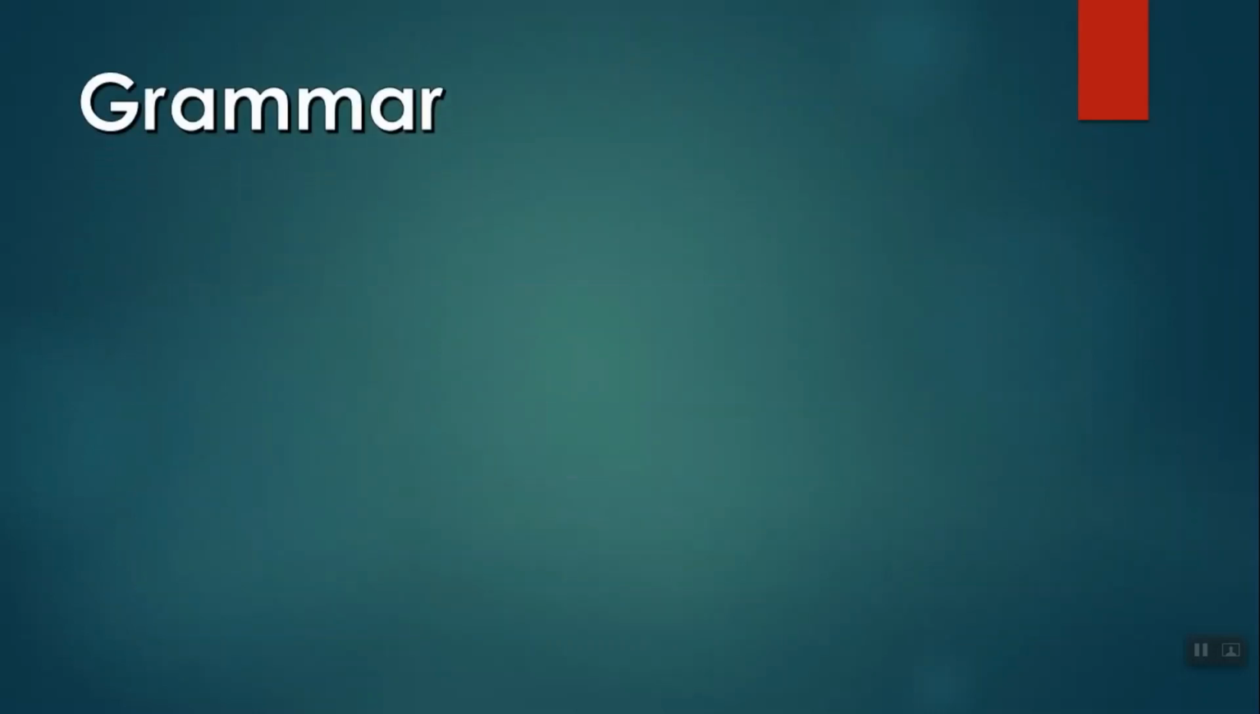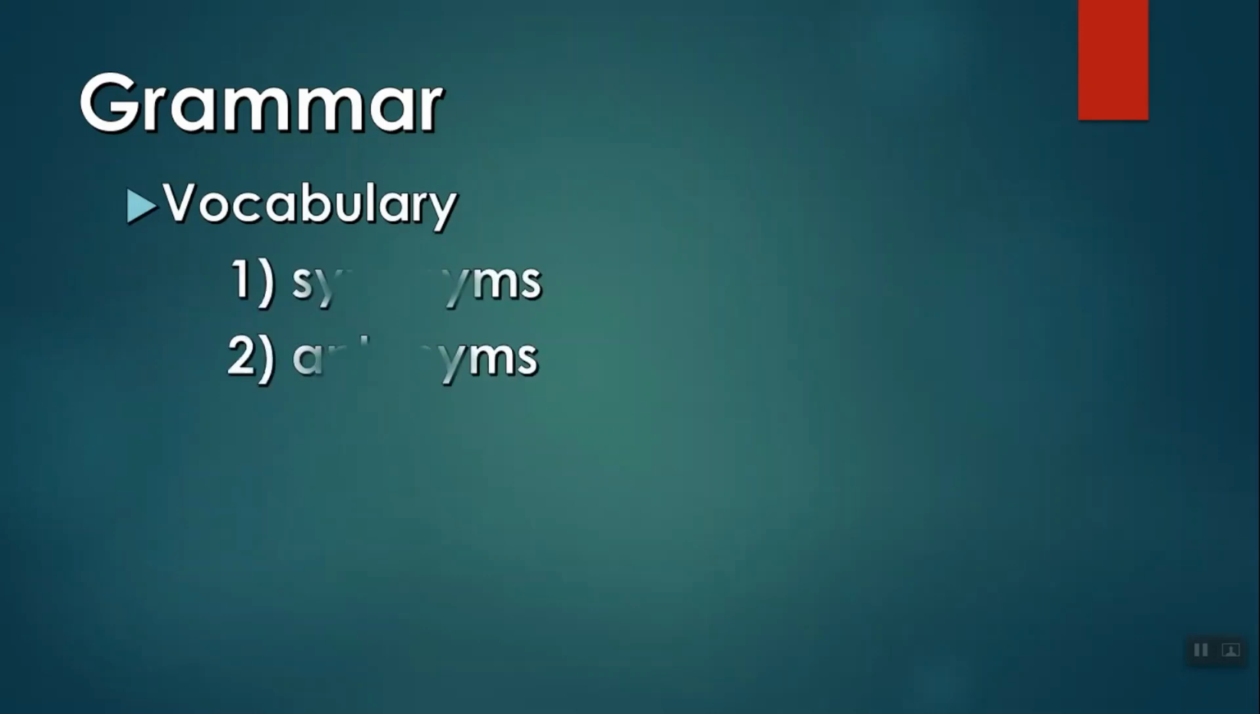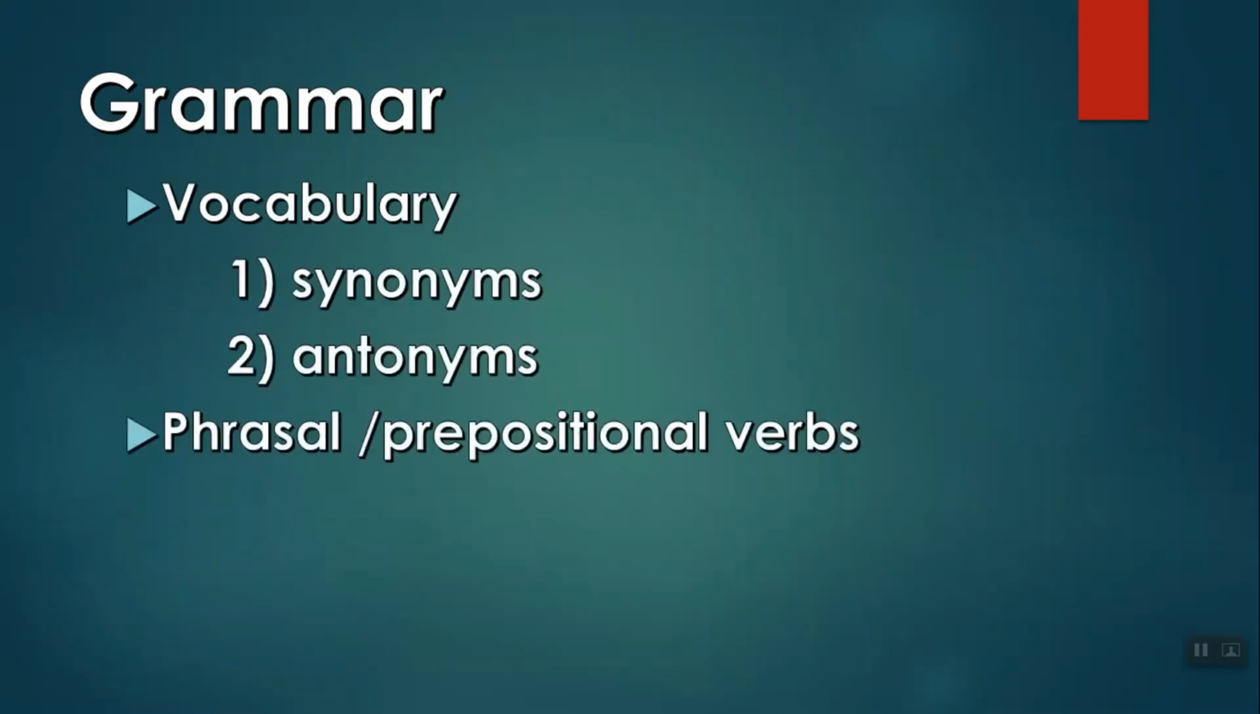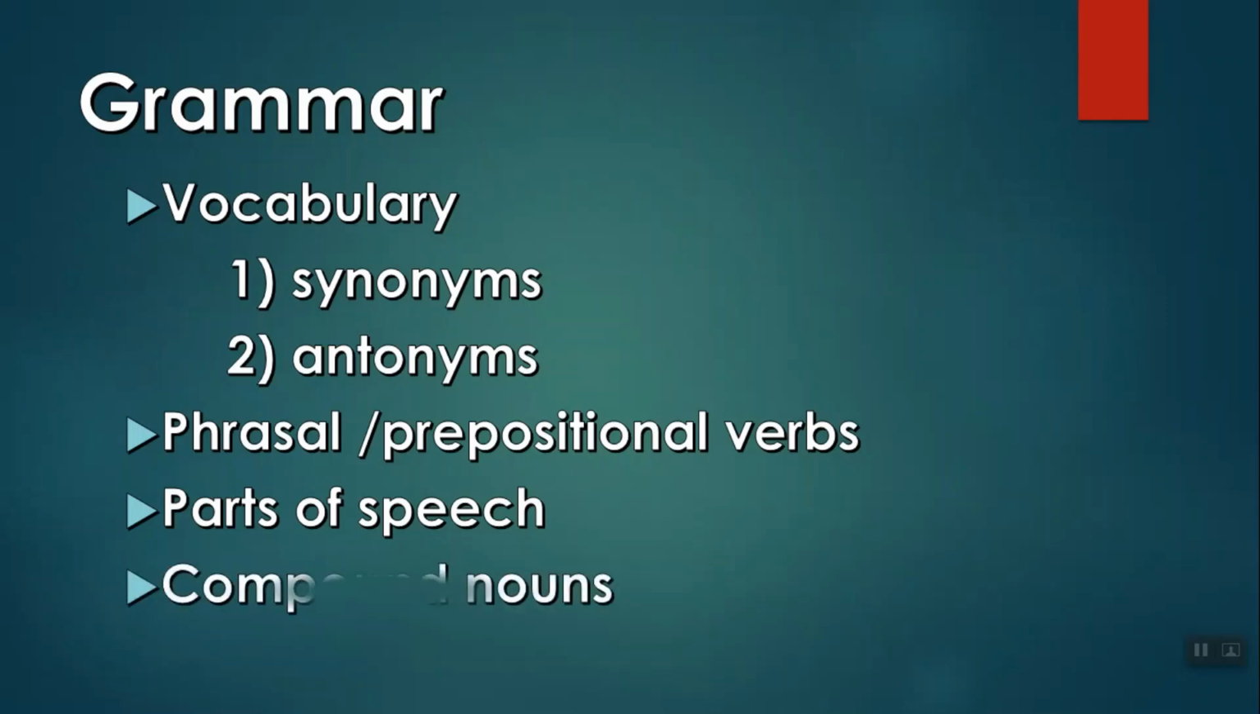To score 7 to 8 bands, you have to be good at grammar, like vocabulary, including synonyms, antonyms, and phrasal or prepositional verbs, parts of speech, compound nouns.